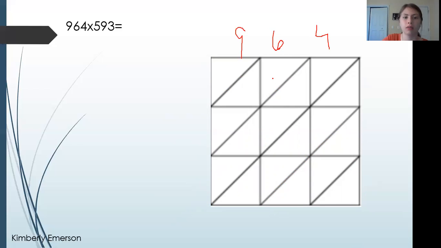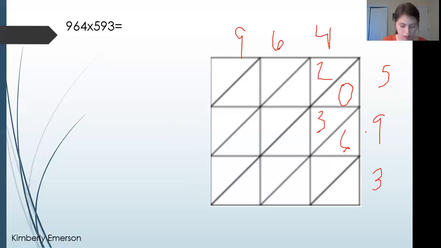and then we have 593, and let's start at the top again. So 4 times 5 is 20, so we're going to put the 2 here, the 0 at the bottom. 9 times 4, 36. 4 times 3 is 12.